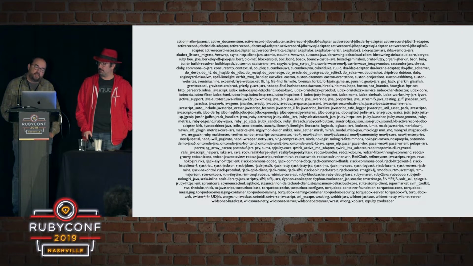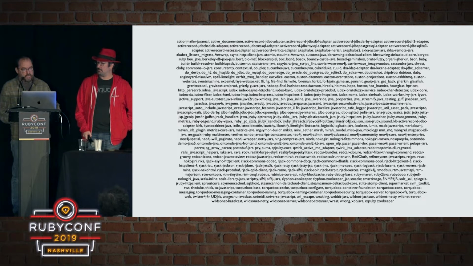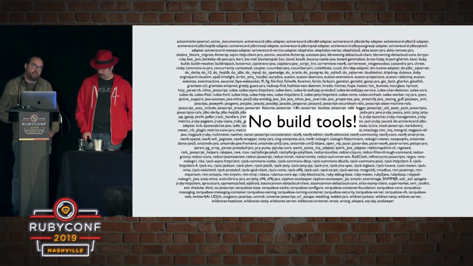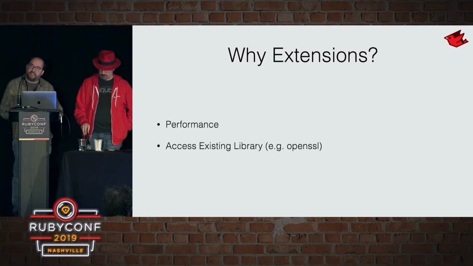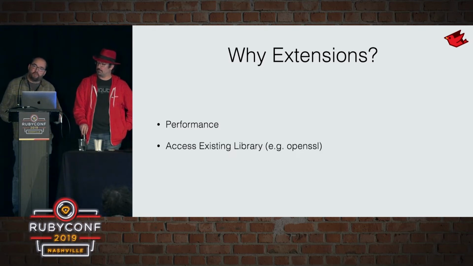So here are the Java native extensions that we have. But when you do a gem install, there's no compile step because we already compiled it when we released the gem. We have a different extension API than CRuby. I think we all know this. In general, these extensions exist to give better performance because Ruby isn't always the fastest language in the world. But also, people aren't going to rewrite OpenSSL in Ruby, so it's useful to be able to call out to a C library or a Java library.